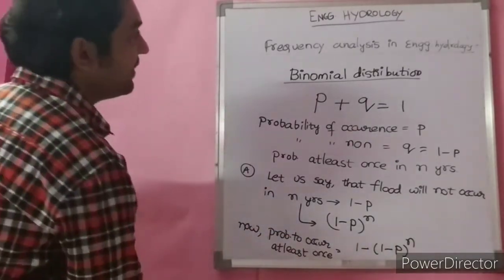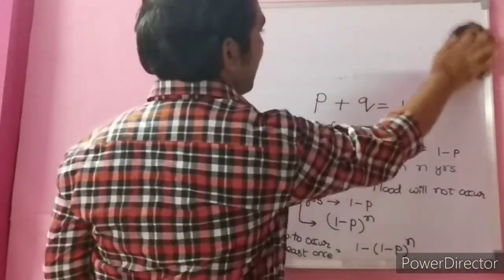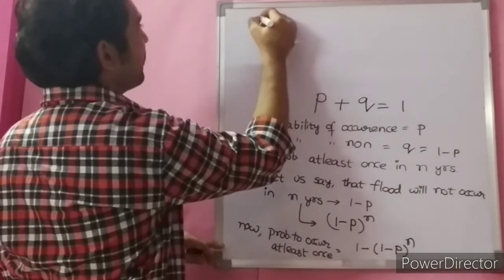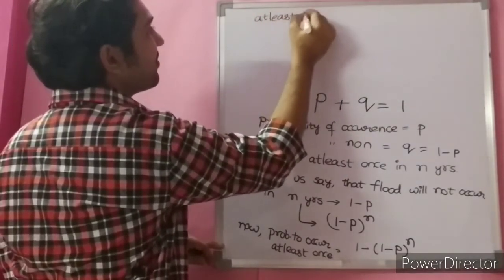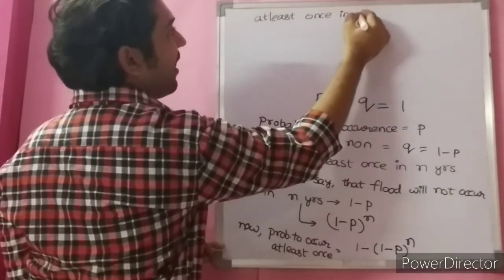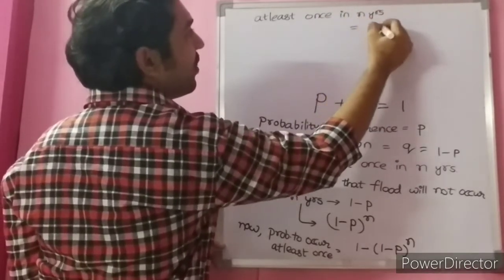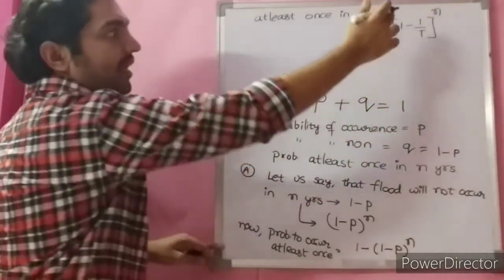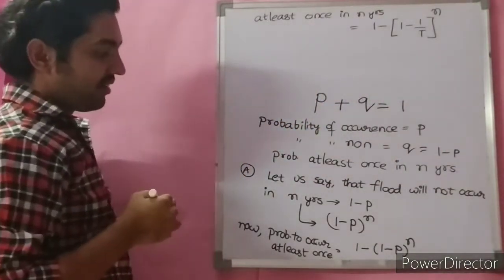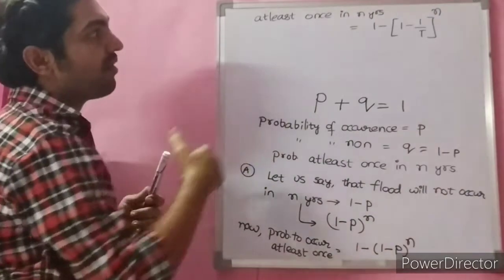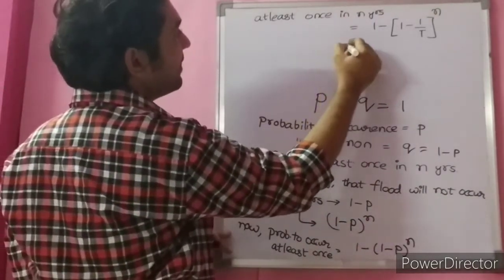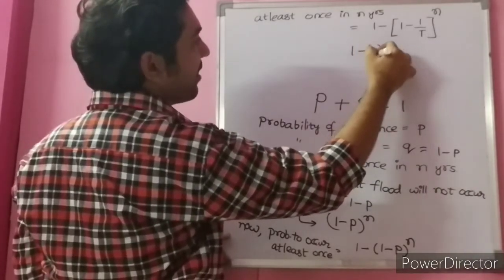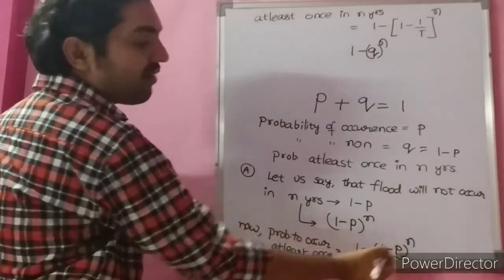Just now we have proved that p is equal to 1 by t. So the probability of the flood to occur at least once in n years is equal to 1 minus 1 by t whole power n. This is nothing but 1 minus (1 by t) whole power n. Or you can write it like this: 1 minus q power n, because q is nothing but 1 minus p.